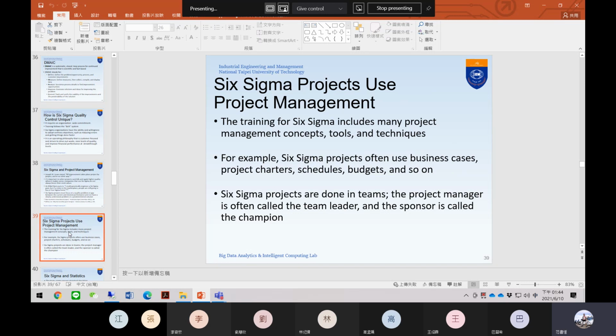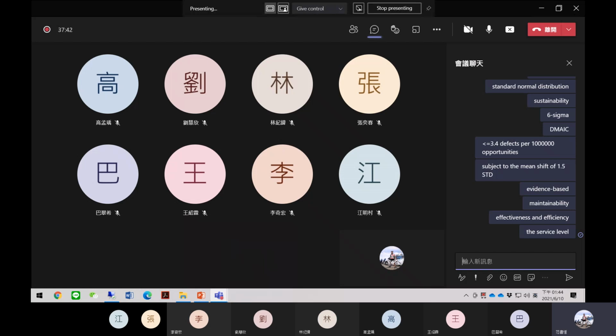Then Six Sigma projects use project management. The training for Six Sigma includes many project management concepts, like tools and techniques. Let me just give you an idea in project management: CPM, the critical path method.